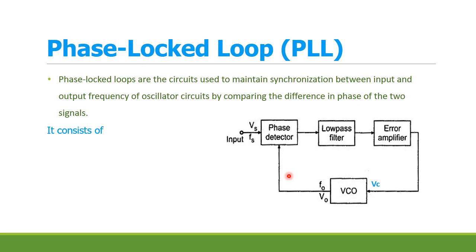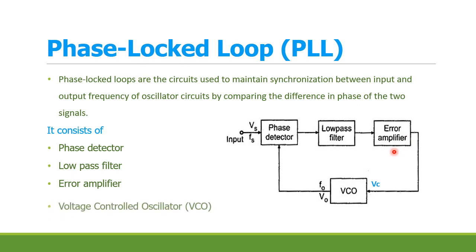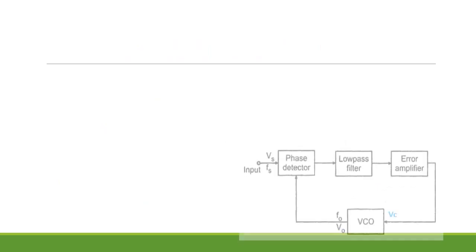So this phase locked loop, as we can see in the block diagram, consists of four blocks. The first block is the phase detector block. The second block is the low pass filter block. The third block is the error amplifier block. And the fourth block is the VCO, which stands for voltage controlled oscillator. This VCO is the most important block of this PLL.